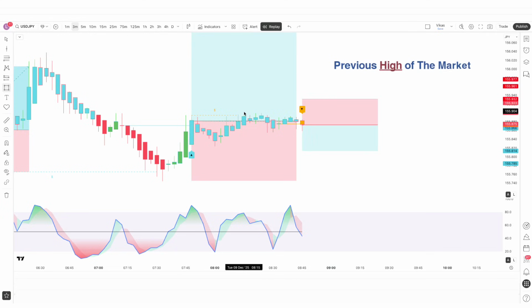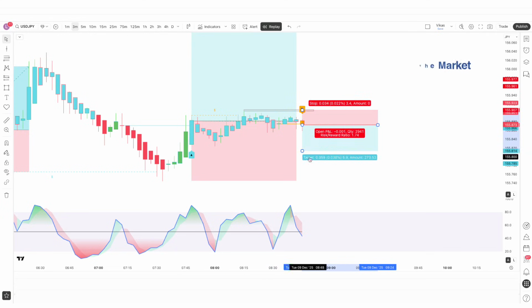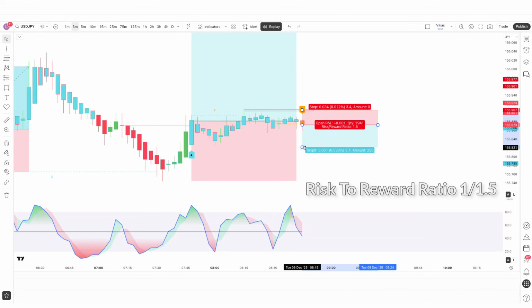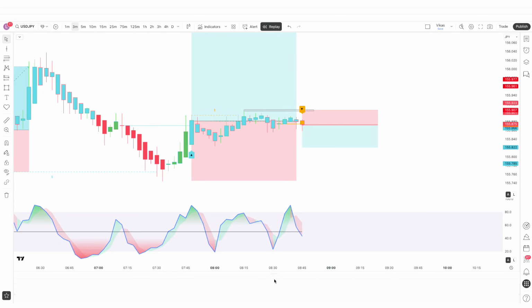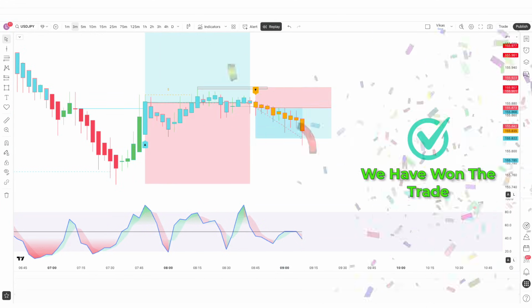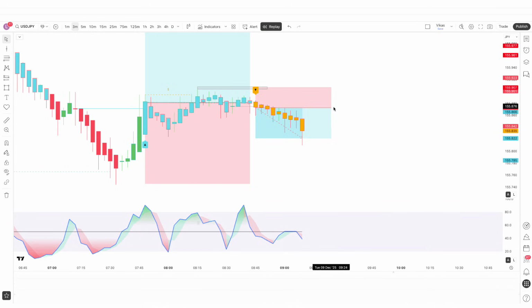Our stop loss is to be placed at the previous high of the market. And the risk to reward ratio will be 1:1.5. We have won the trade. Let's find the next trade.